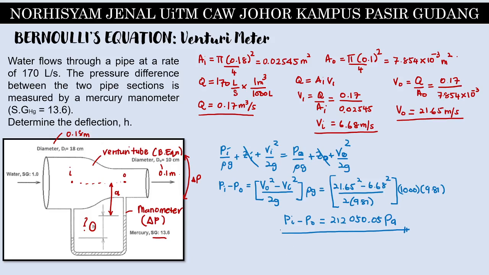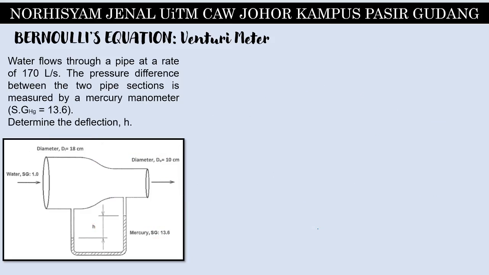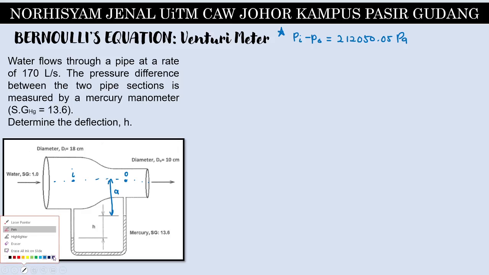Okay, so we will use this number in the next slide. So we put it here. Pi minus P outlet is equal to 212,050.05 Pascal. Okay, so next we will use the manometer and we'll try to search for H over here. Once again, I draw it back this way. So this is I, this is outlet. So the distance here, we put it as A. So now we can do the calculation on manometer.